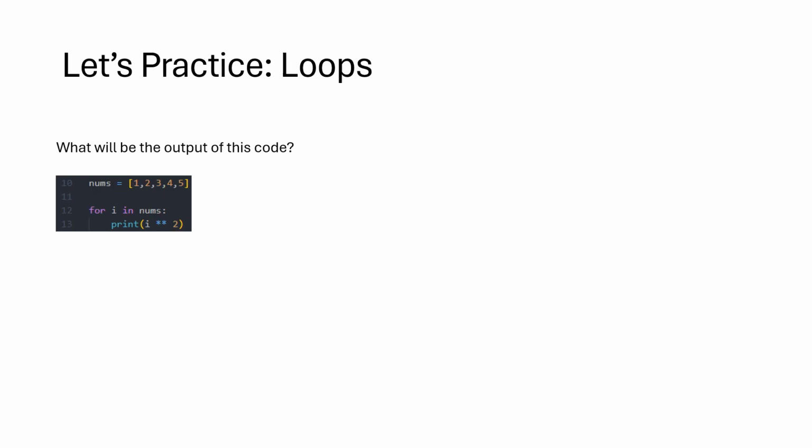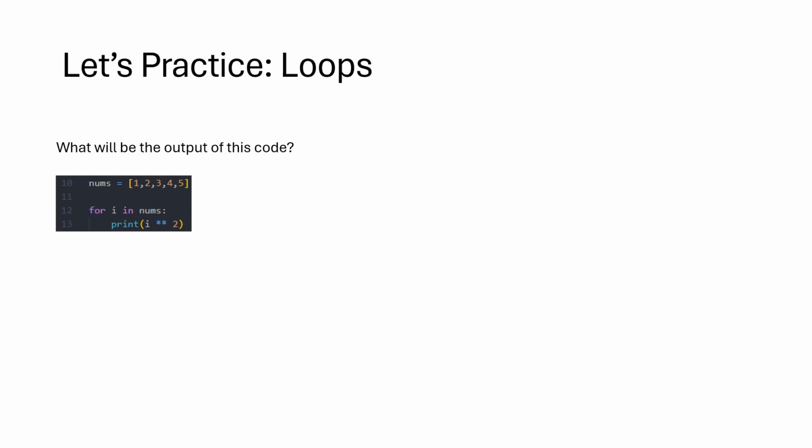So in this code, we have a list called nums containing the numbers 1, 2, 3, 4, 5. The for loop iterates through each number in the list, with each number assigned to the variable i in each iteration. The print i double asterisk 2 statement is i to the power of 2, like i squared. So the statement prints the square of each number.